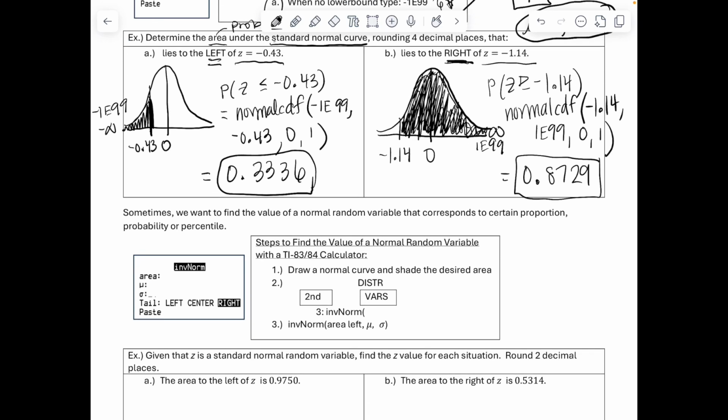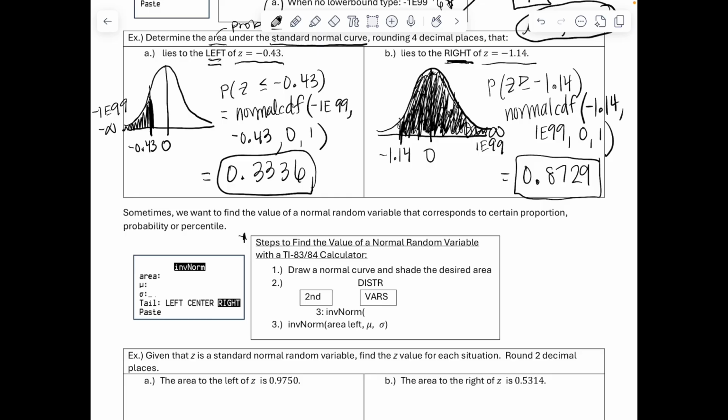Right below this, it says sometimes we want to find the value of a normal random variable that corresponds to a certain proportion, probability, or percentile. So it's almost like going backwards. So this time instead, I would have given you that area amount, like the 0.8729, and asked you to find what the value is where it stopped at or started at. And for this one, it would have been z is equal to negative 1.14.